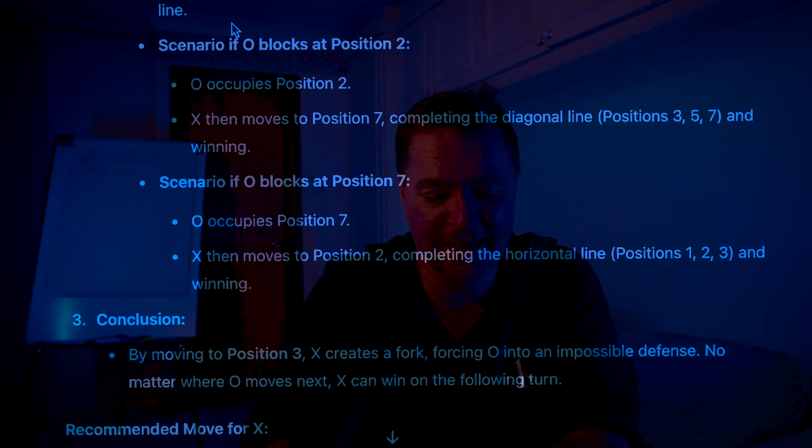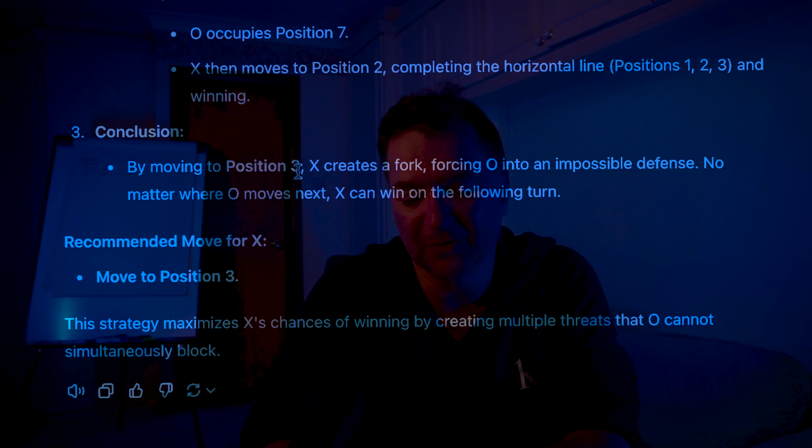So it's had a look at that, and by moving to position 3, X creates a fork, forcing O into an impossible defense. No matter where O moves next, X can win on the next following move. So you can see it's recognized the forky move thing, and therefore it's going to win. Again, I'm going to call O1 Preview as doing a better job in this particular case. And again, I'm going to keep going here.